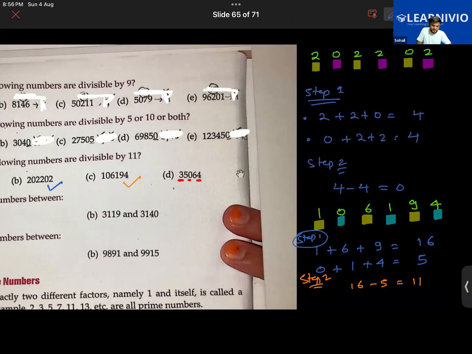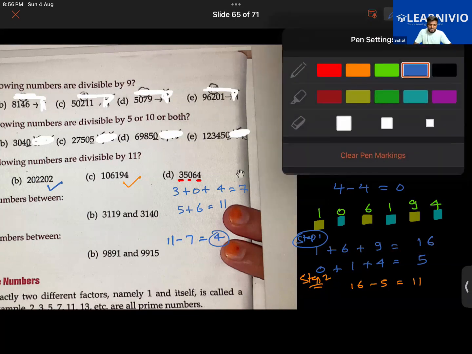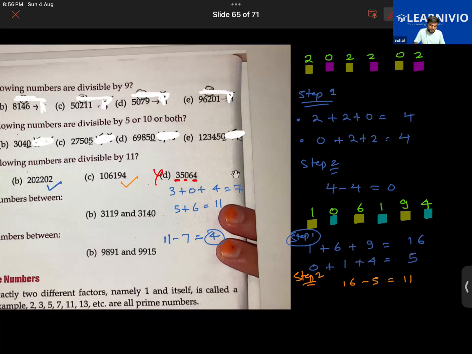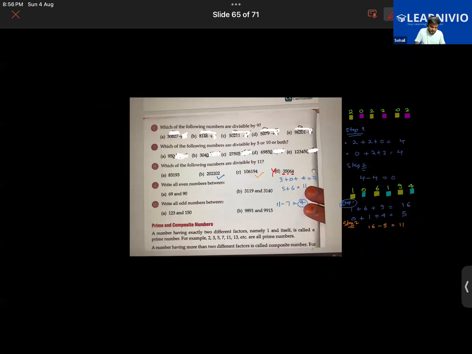See, it's simple enough. 3 plus 0 plus 4 is 7, and then 5 plus 6 is 11. The difference is 11 minus 7, that is 4. So thereby, it is neither 0 nor a multiple of 11. So hence, this number is not divisible. The first three options are divisible, but the last one is not.